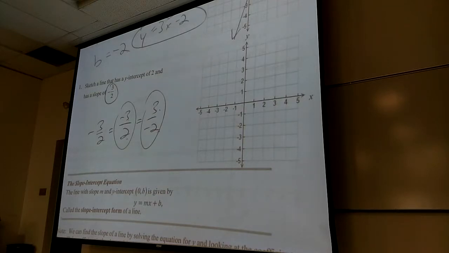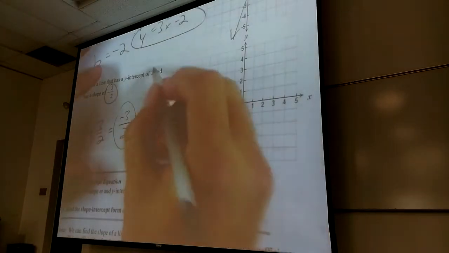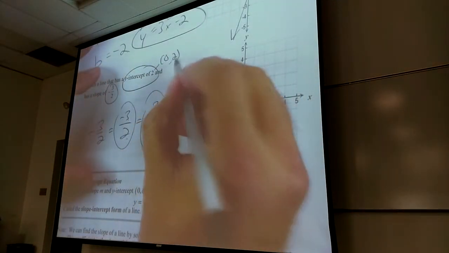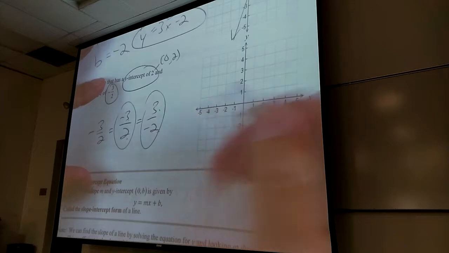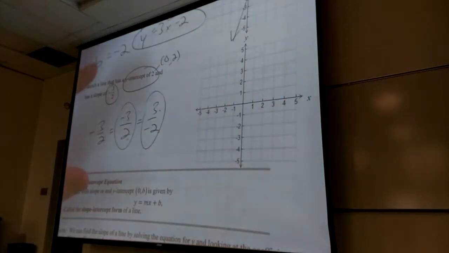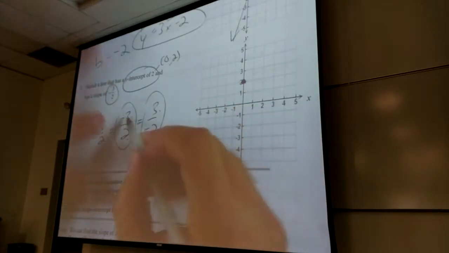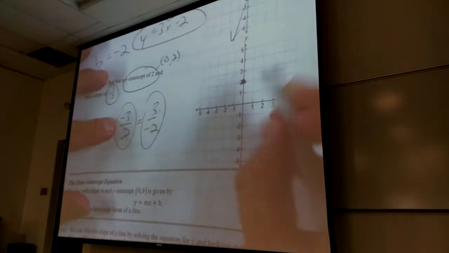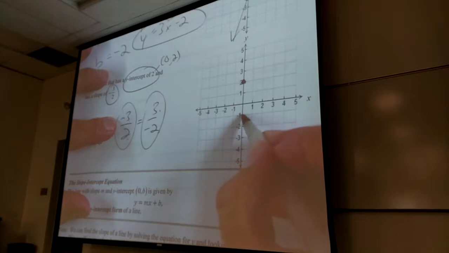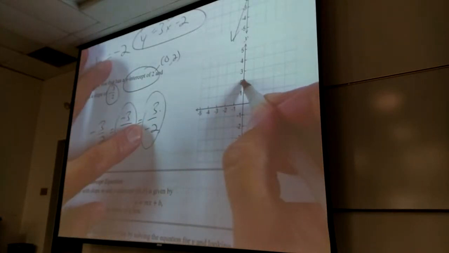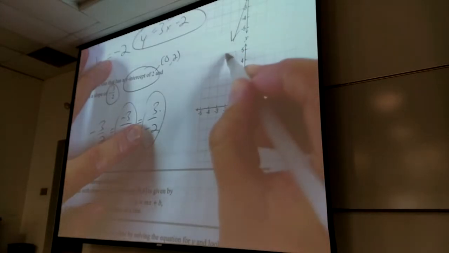Let's try it. We'll do it both ways. So y-intercept of 2, 0, 2. Now let's try it this way. Go down 3, over 2. Let's try the other way. Up 3, back 2 on the same line.